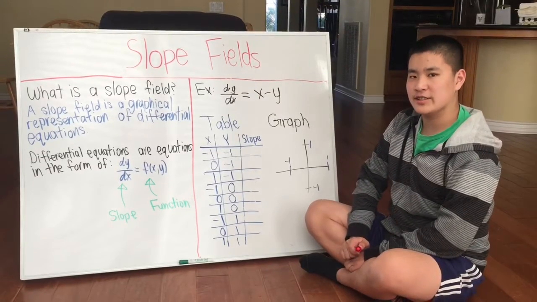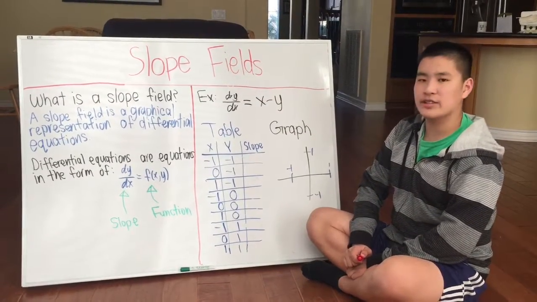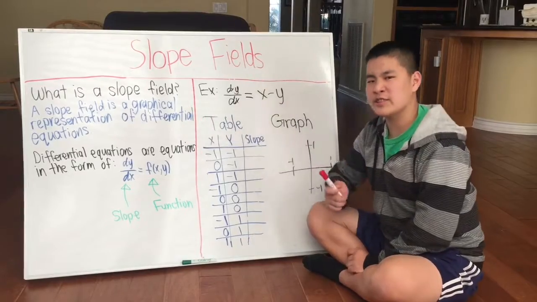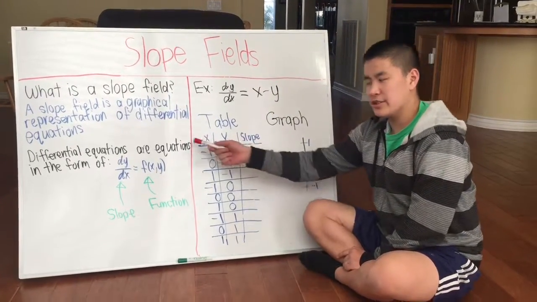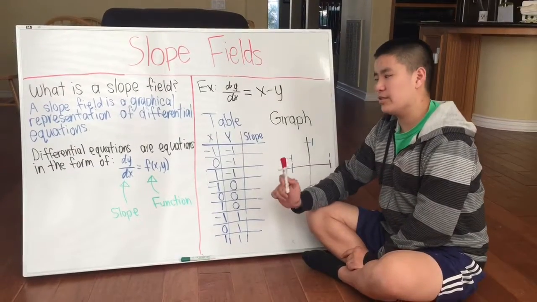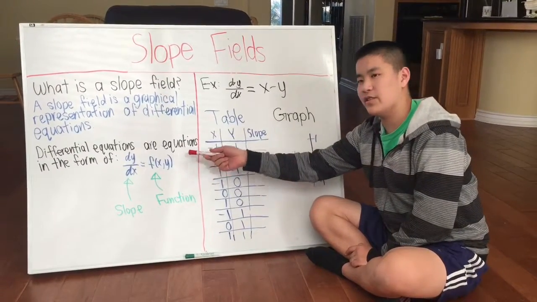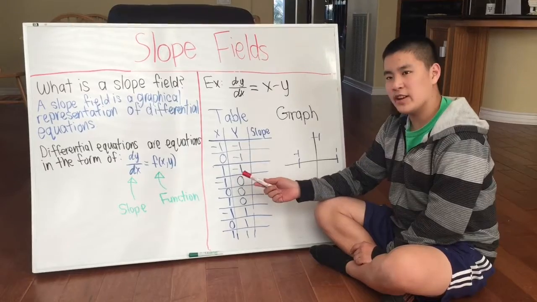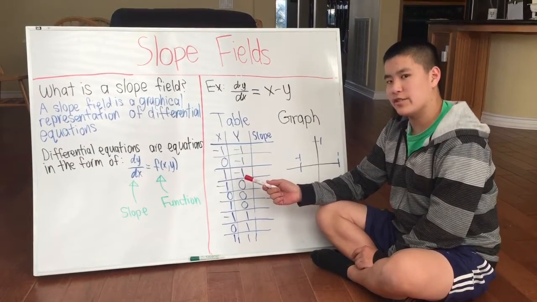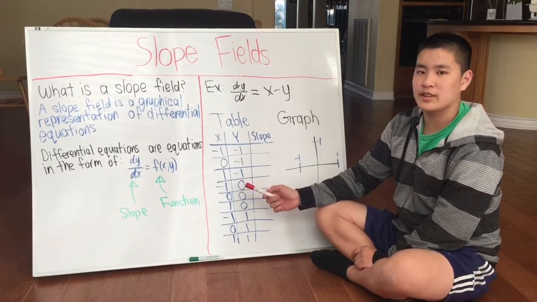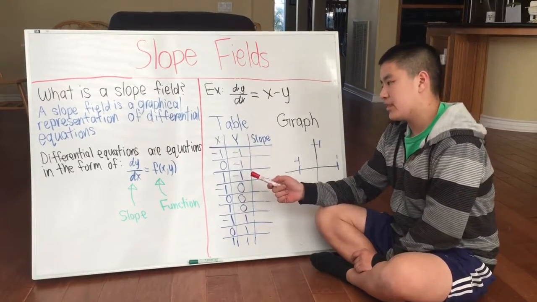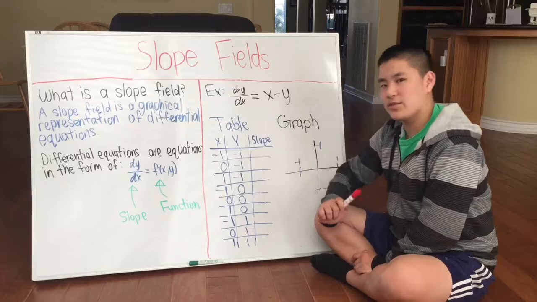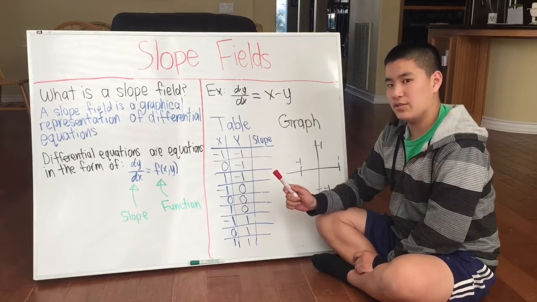So what exactly is a slope field? A slope field is a graphical representation of differential equations and the solutions to differential equations. Differential equations are equations in the form of dy over dx equals f of x comma y. F of x comma y is just any arbitrary function. For example, it could be x times y, x divided by 2y, or x plus 2y. dy over dx should look familiar because that just represents the slope.